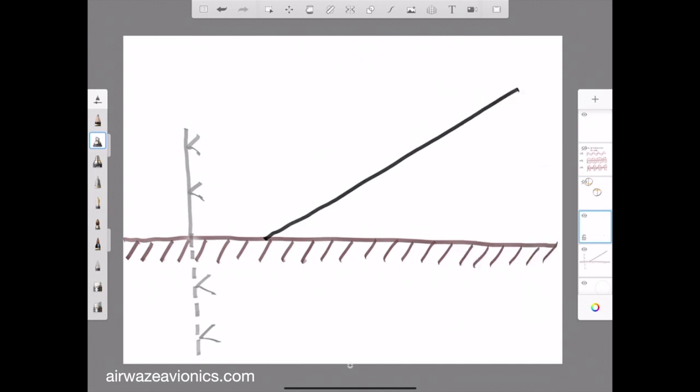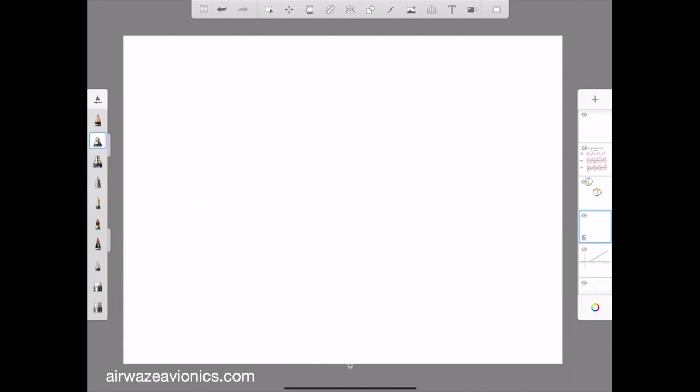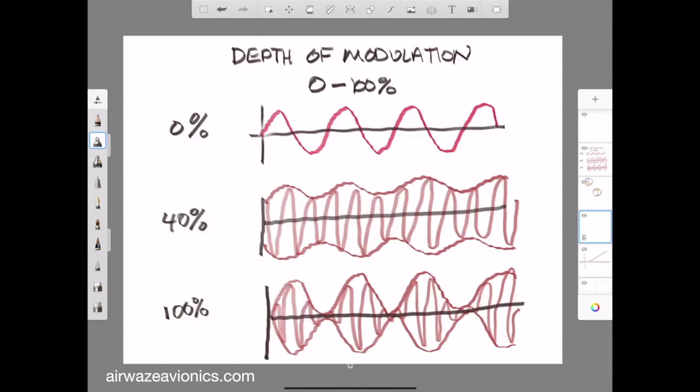So far, we can tell if we're above or below the glideslope, but we really don't know how far above or below we are. How does the system handle that? This is handled through something called difference in depth of modulation, or DDM for short.